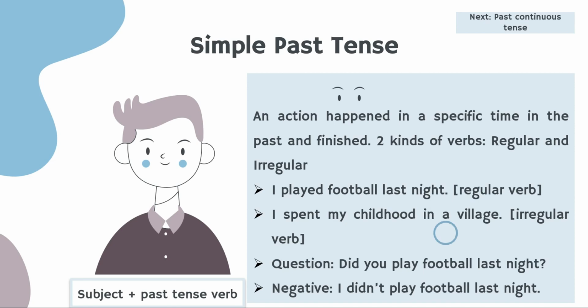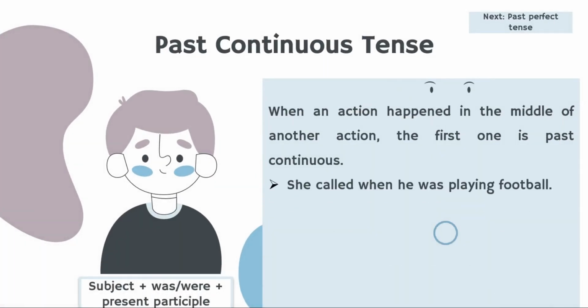The next one is past continuous or past progressive tense. Let's start with the example. He was playing football and in the middle of it, she called him. So the first action is interrupted by another action. So to conclude, when an action happened in the middle of another action, the first is past continuous.